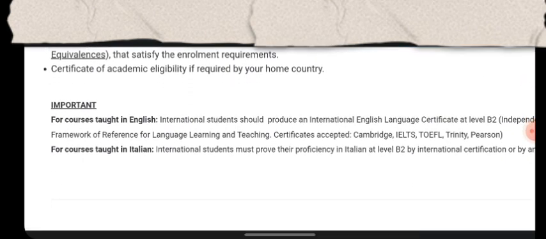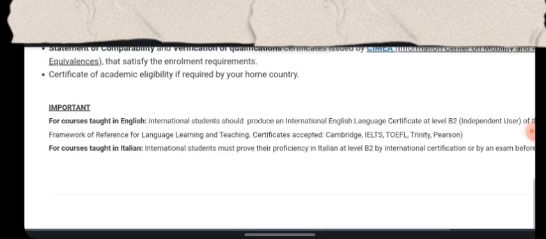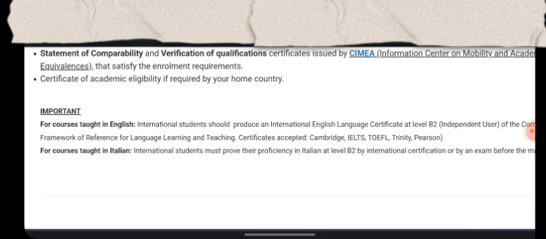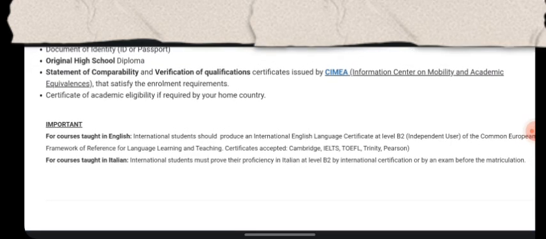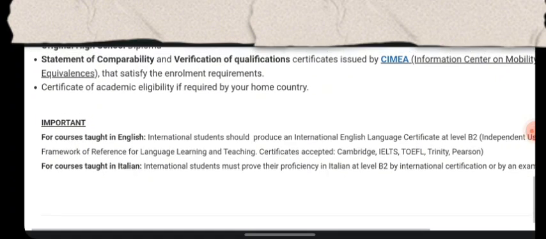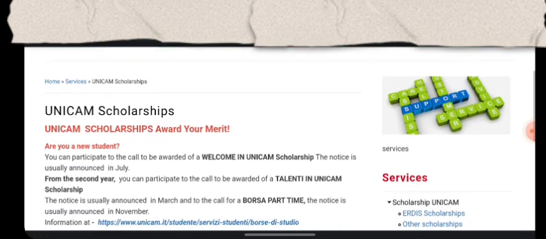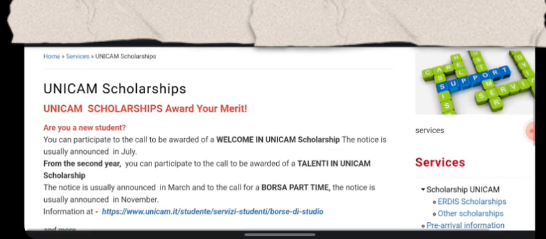For those applying for courses that are totally taught in English, international students should produce an international English language certificate at level B2. If you're using your WAEC, that will already stand in for that. And if you're using schools where the language of instruction was English, then you're also good to go. Remember, the deadline for admission into this particular school is towards the end of March. Now, let's look at the scholarship.